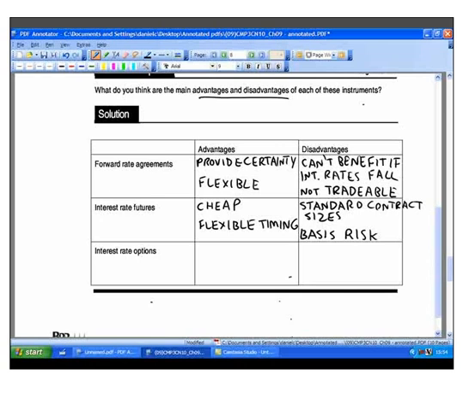And interest rate options, what's the advantage? Well, the main advantage is that you get to keep the upside while protecting yourself from the downside. Another advantage we could mention is that they can be bespoke. You can get over-the-counter options that are tailored to your exact needs.